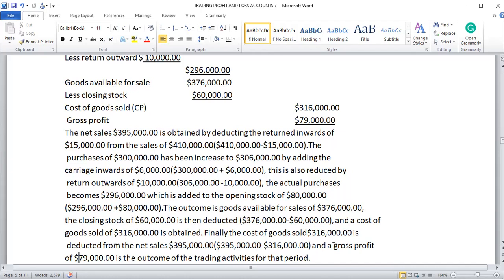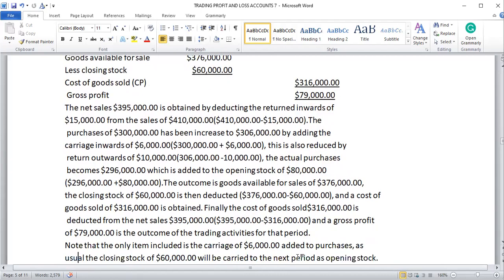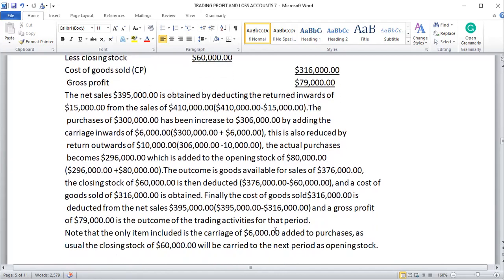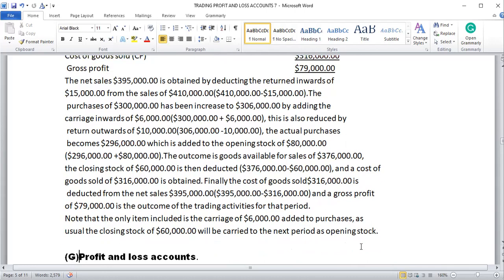Finally, the cost of goods sold, which is $316,000, is deducted from the net sales. The net sales is what? $395,000. We deduct cost of goods sold of $316,000. Then, which is $395,000 minus $316,000, and a gross profit of $79,000 is the outcome of trading activities for that particular period. Note that the only item included is the carriage of $6,000 added to the purchase. As usual, the closing stock of $60,000 will be carried to the next period as opening stock.